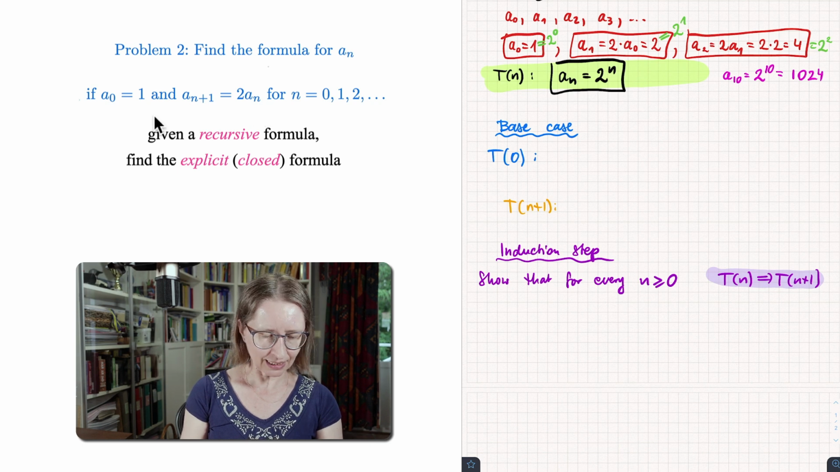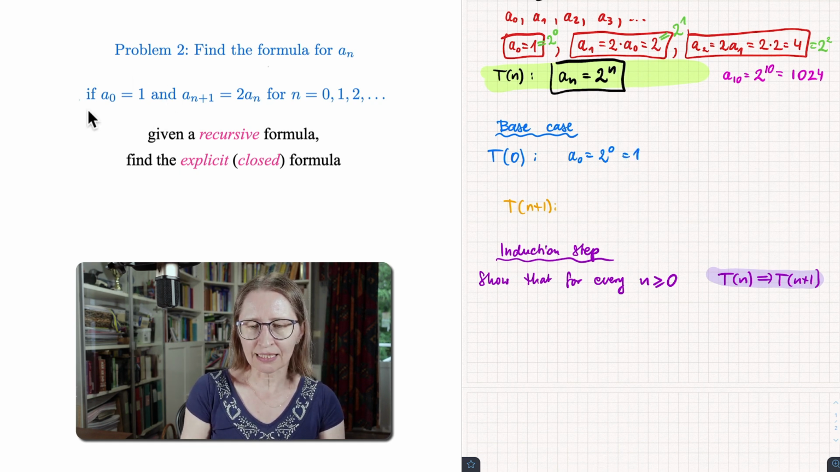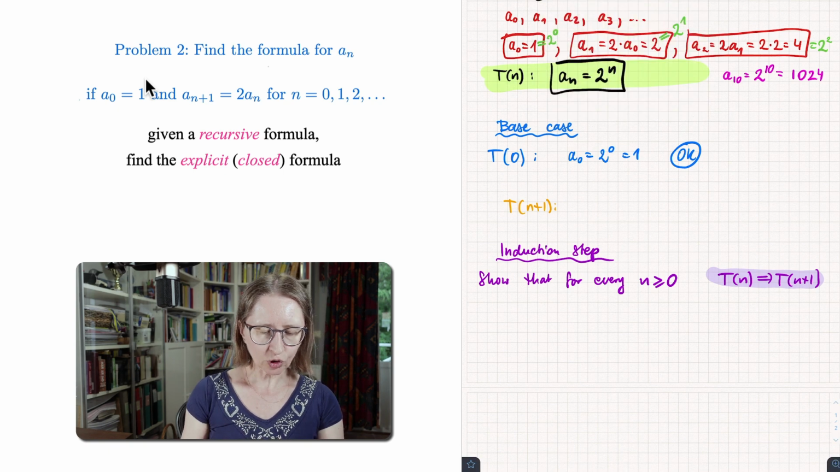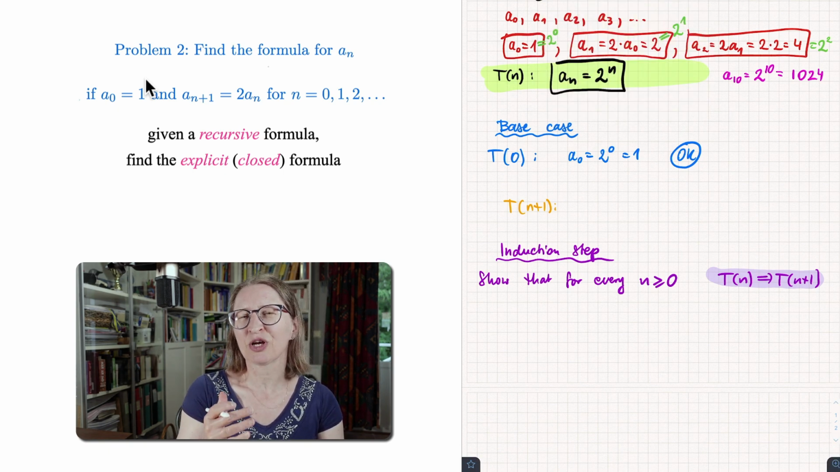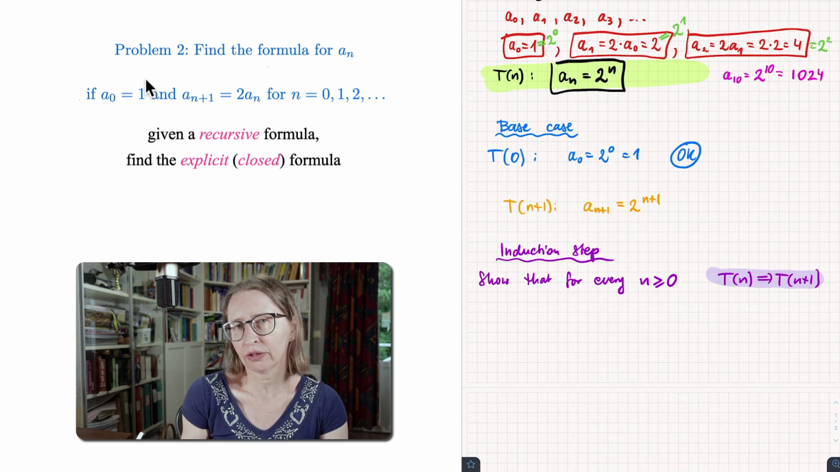The base case, T of 0, will look like this: a0 is equal to 2 to 0. And this is true because by definition a0 is equal to 1. So this one is okay. And now the next step is we have to write down the thesis for n plus 1. Well, it is easy. a n plus 1 is equal to 2 to n plus 1, right?